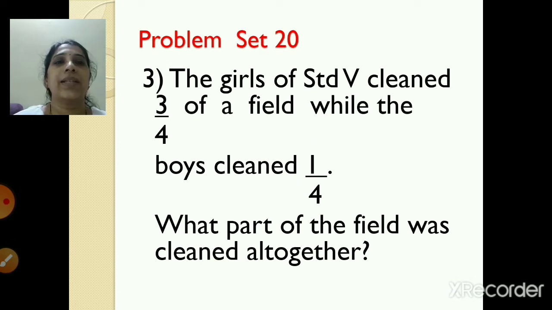The third one is: the girls of standard 5 cleaned 3 by 4 of a field while the boys cleaned 1 upon 4. What part of the field was cleaned altogether? So what is given in the word problem? A part of the field was cleaned by the girls, and that part was 3 upon 4. And the boys, they cleaned 1 upon 4. So again, we have to find out the part of the field cleaned altogether. Altogether means again addition. So now let's frame the statements.